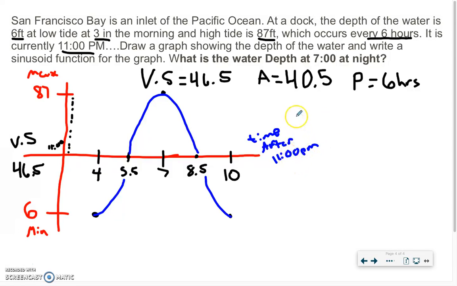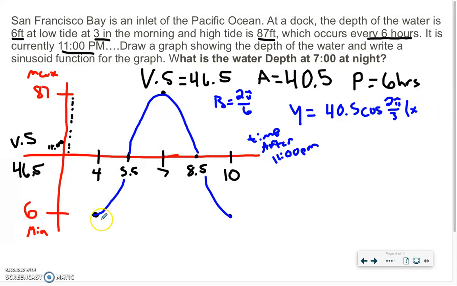So to write my sinusoid down, we got y is equal to 40.5. And I'm going to go cosine with this. Since cosine starts low, I'm going to go cosine of my b value, which is calculated by taking 2 pi and dividing it by my period, which is 6. So 2 pi over 3. For x, I'm going to wait on my shift to see. But we have an idea, since I'm shifting over here 4 and we're starting at the low.